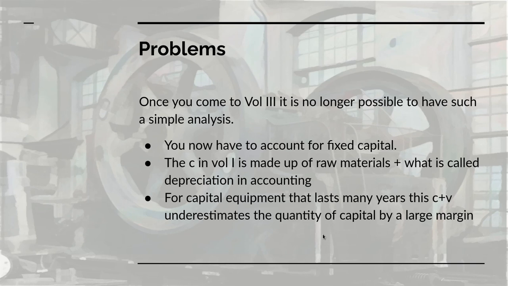When you come to volume three, it's no longer possible to have such a simple analysis. The important point is you now have to take into account fixed capital. The small c in volume one is made up of raw materials and what we would now call depreciation in accounting terms, wear and tear on the machinery. But for capital equipment that lasts many years, this definition of c plus v underestimates the quantity of capital by a very large margin.